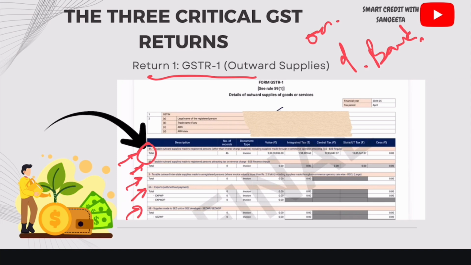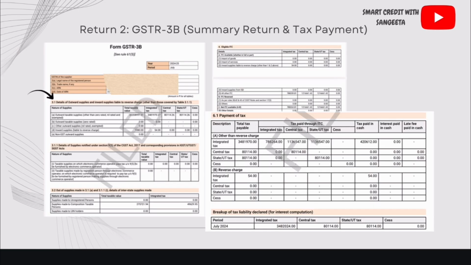Now let's move forward. Let's learn return number 2, the most important, GSTR3B. This shows a summary return and tax payment. It shows the monthly summary and how much tax you have actually paid, right? This is the most important return for credit officers. Now table 3.1, this table shows you outward supply. Total taxable value is equal to sales declared.